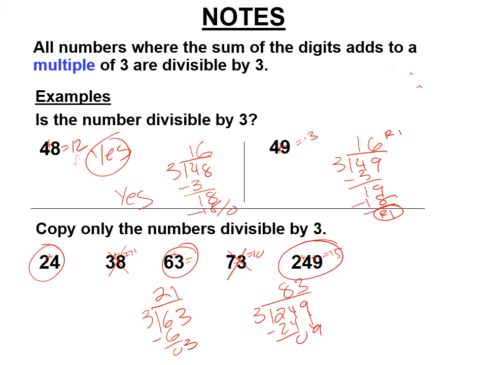So this is a great trick. If you look at the 3 times table, look what happens. 3, 6, 9, 12 adds up to 3. 15 adds up to 6. What's next? 18 adds up to 9. 21 adds up to 3. 24 adds up to 6. 27 adds up to 9. 30 adds up to 3. And it goes like that, 3, 6, 9 for a while. Then it starts going up to 12 and 15 and other multiples of 3.